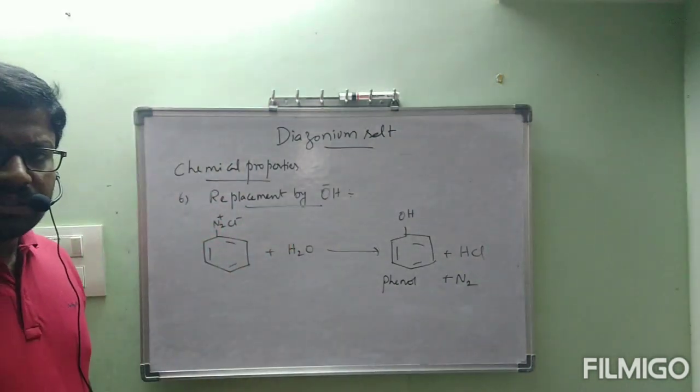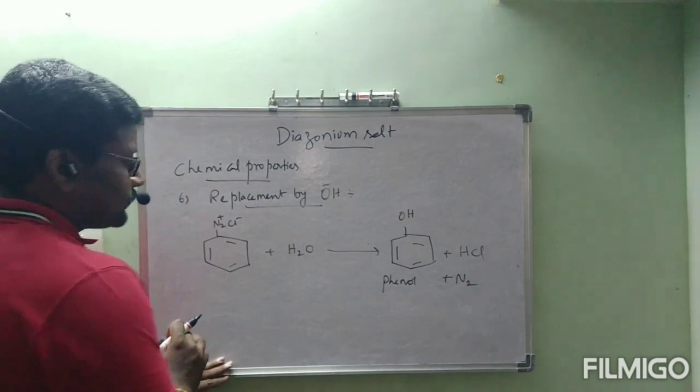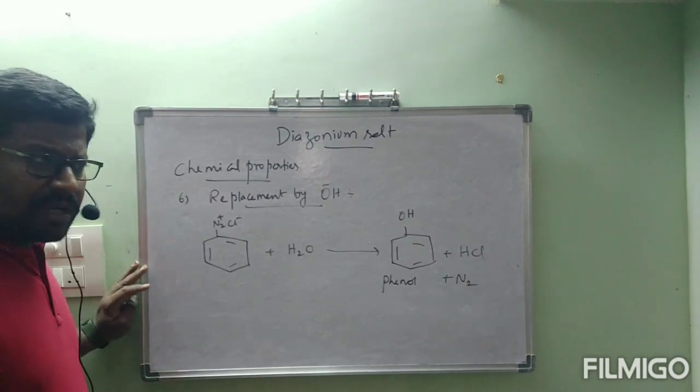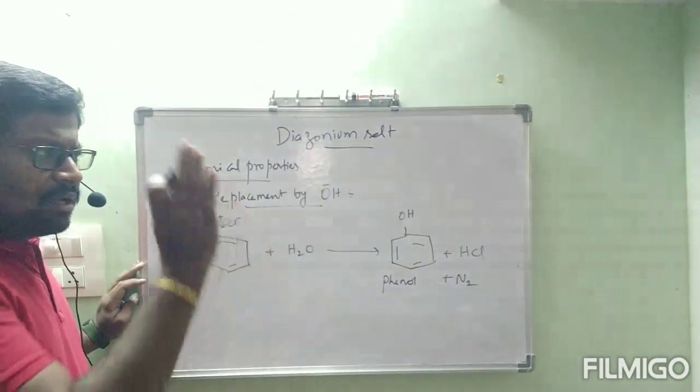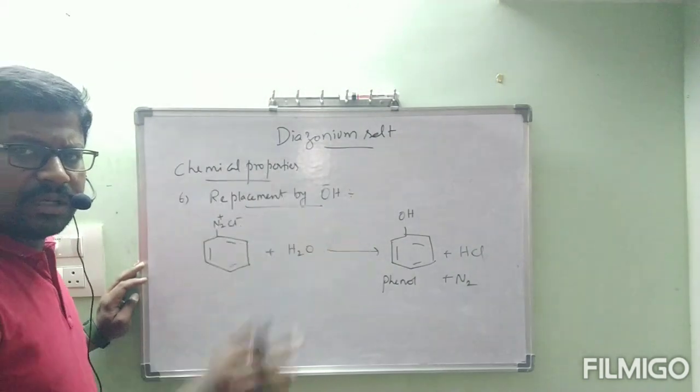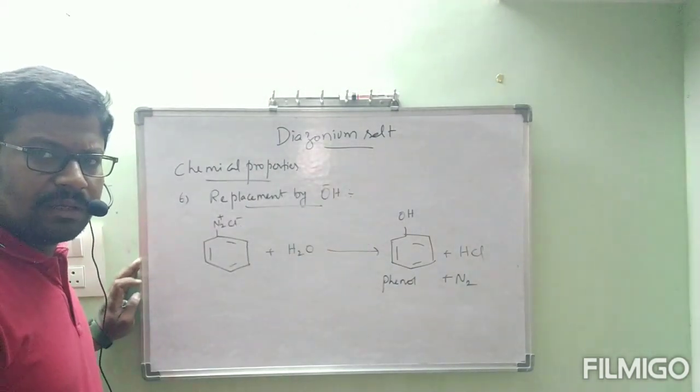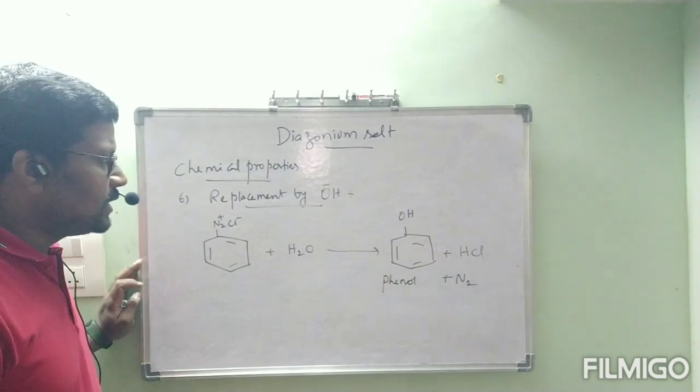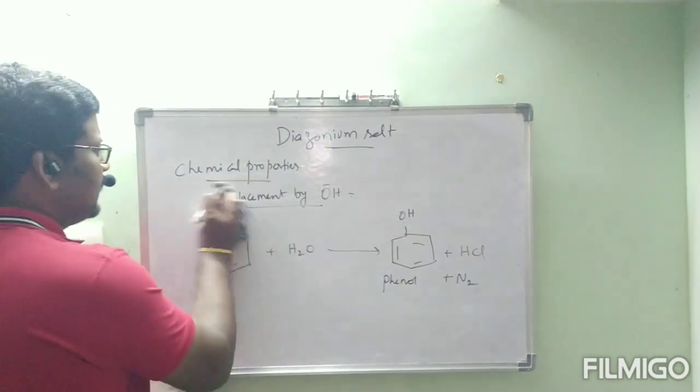Sixth one. Next we will go to the seventh. These are all simple. If you correctly remember the reagents, reactant and product both are easily remembered, no problem at all. Next, seventh.